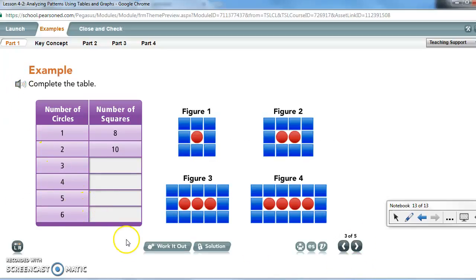Complete the table. So here they have 1 circle, there's going to be 8 squares. 2 circles, there's 10. 3 circles, we said there were 12. 4 circles, we said that there would be 14. What about 5? Can we assume that we would add 2? Yes. So 5 would give me 16, and 6 would give me 18.